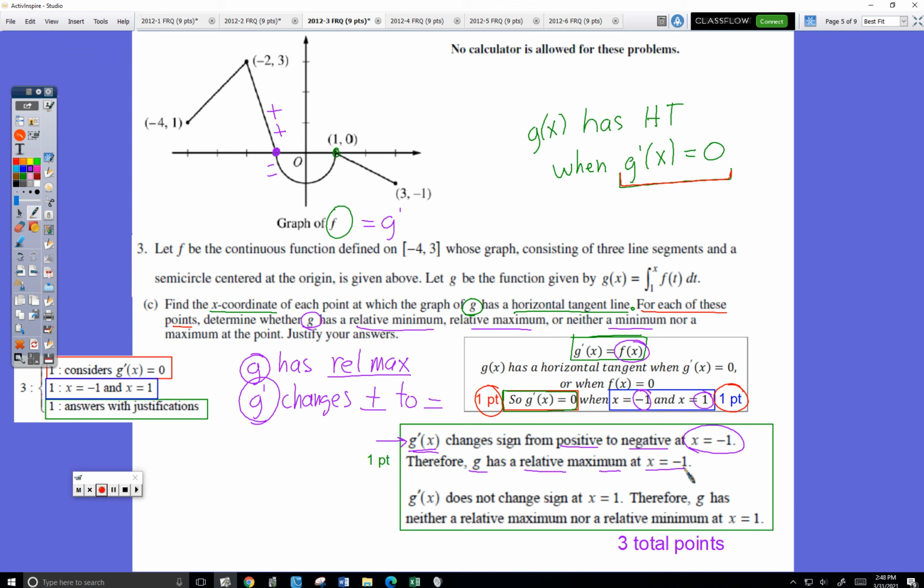No points yet. You've got to get both of them to get this point. At x equal 1, the graph of G prime is not changing sign. It's going negative and then back to negative. So I write that. G prime does not change sign at x equal +1. Therefore, G has neither relative min or relative max at that point. So 1 point for the green box, 3 points total.